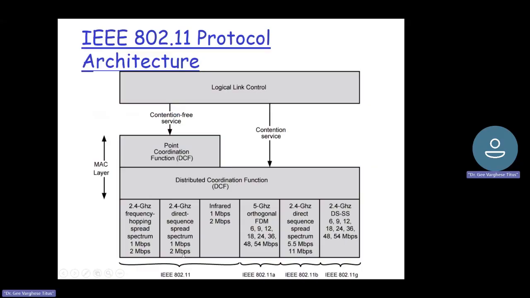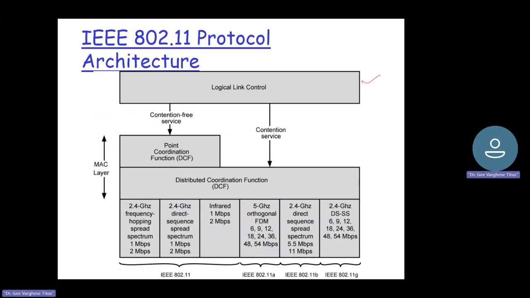Now, if you have a 14 marks question, this would be one of the important diagrams that needs to be drawn. You have the physical layer over here, and then on top of that, you have your MAC layer. And on top of that, you have your logical link control. Now your MAC layer, we said, is divided into two. You have your point coordination function and you have a distributed function.